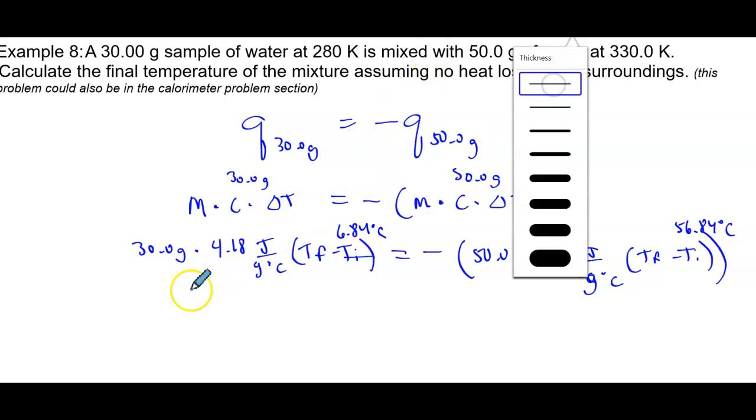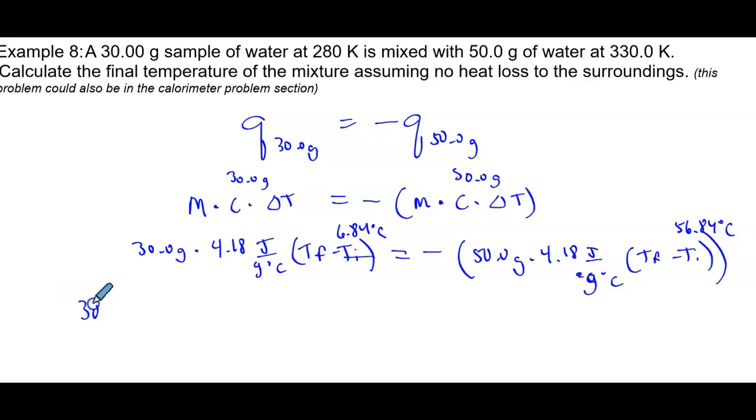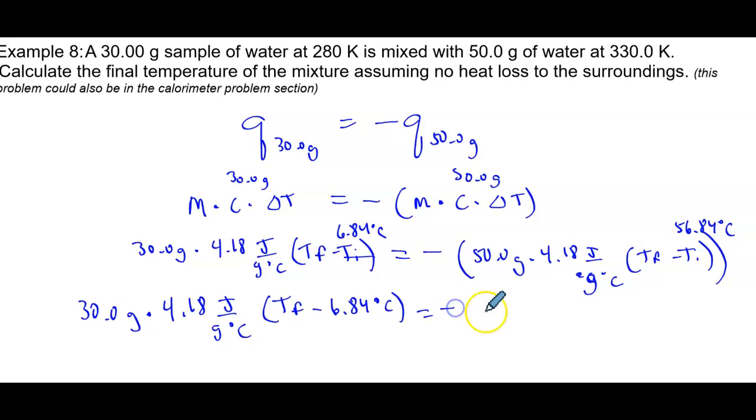Very annoying that it always changes thickness, but that's okay. 30.0 grams times 4.18 joules per gram degrees Celsius. Notice I'm always putting units in there. That's expected from you also. Equals, I'm going to leave this negative out here. I'm going to exaggerate my parentheses just to make a point here.